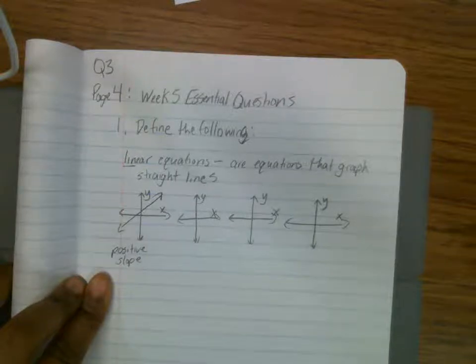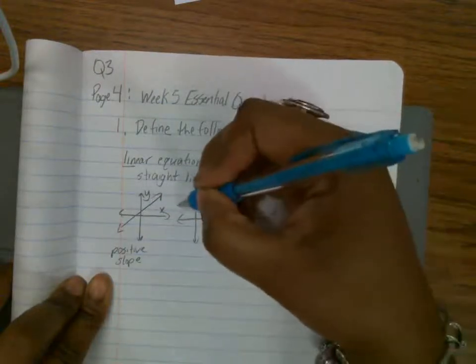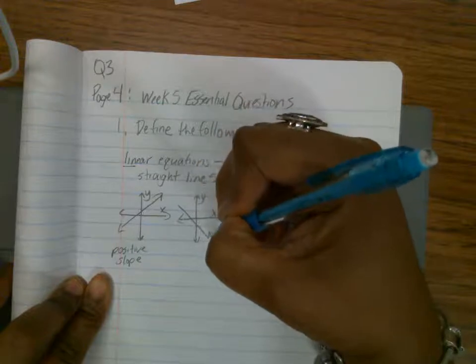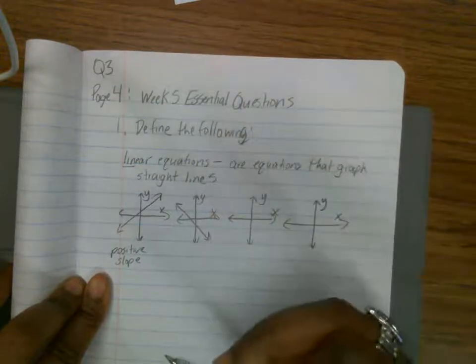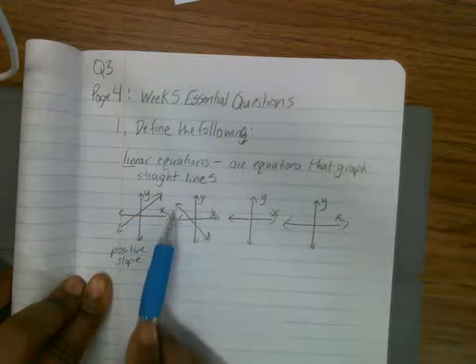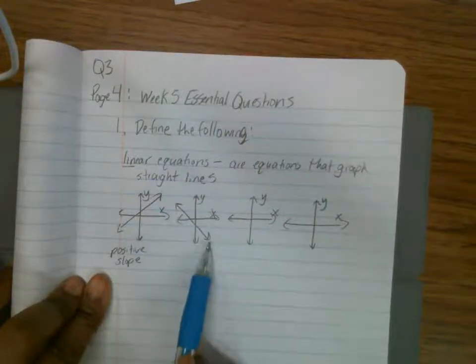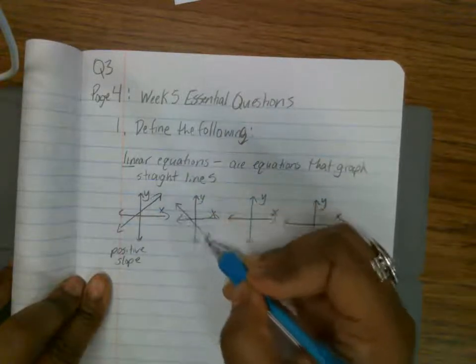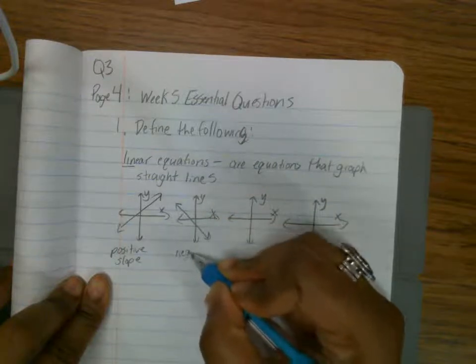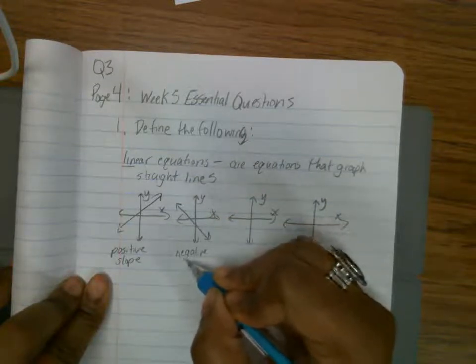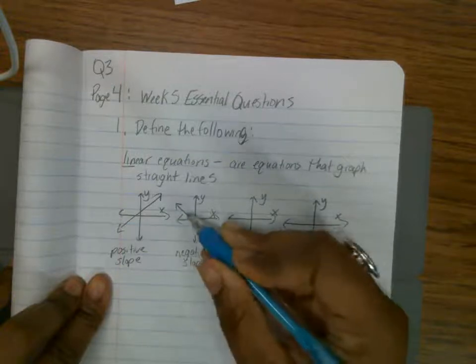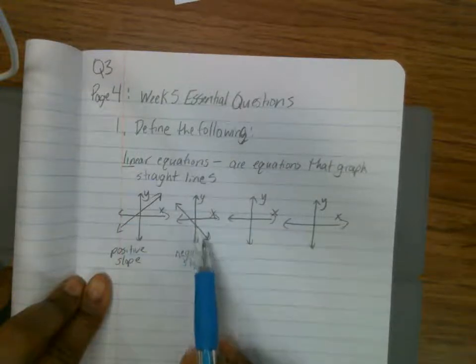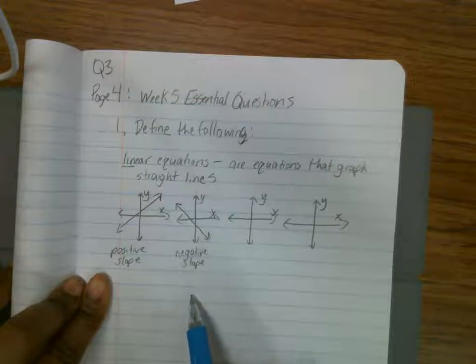The next kind of linear equation is an equation that graphs a line that goes down. That means from left to right, the line is going down. This line has a negative slope. That means my m for this line is going to be negative.